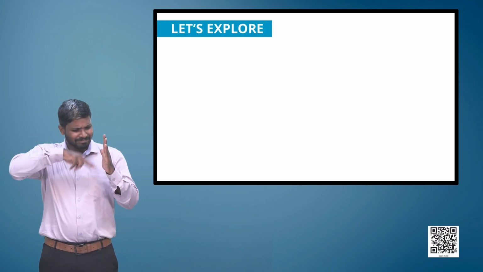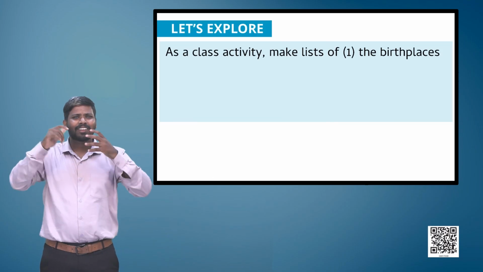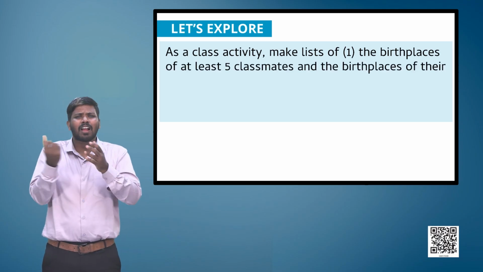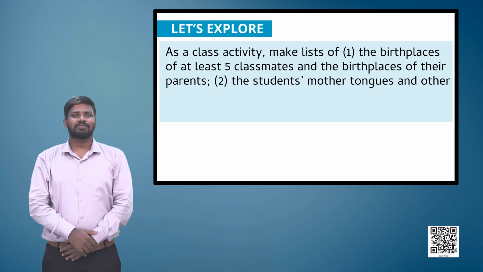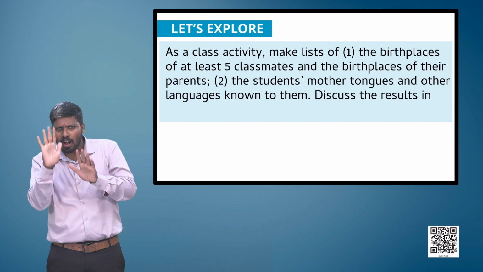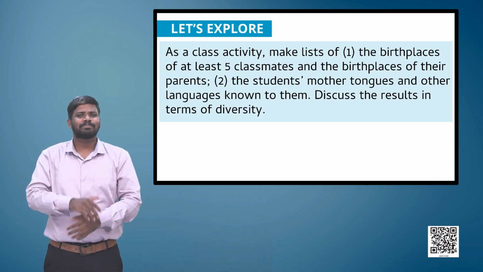Let's explore. As a class activity, make lists of 1. The birthplaces of at least 5 classmates and the birthplaces of their parents. 2. The students' mother tongues and other languages known to them. Discuss the results in terms of diversity.